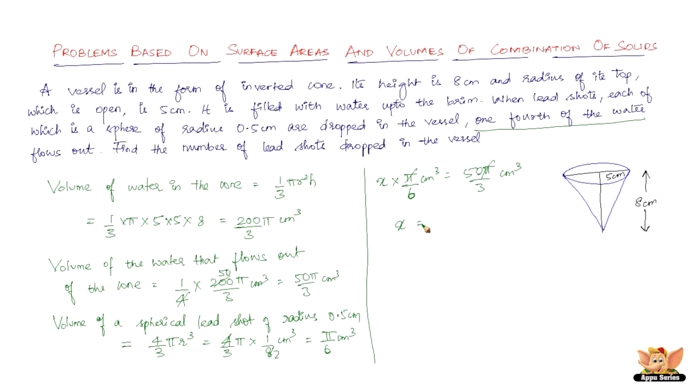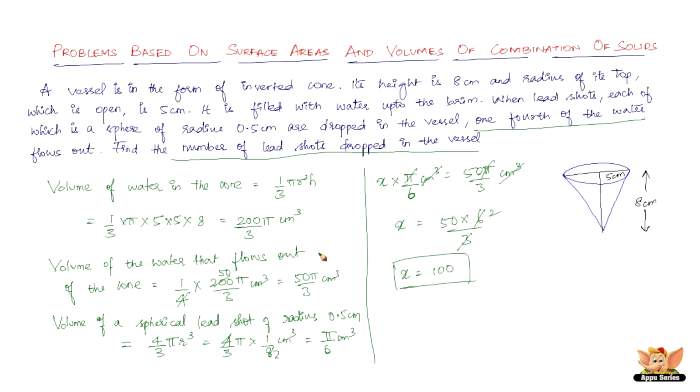So pi and pi get cancelled, and centimeter cube gets cancelled. So x is nothing but 50 times 6 by 3. So 3 times 2 is 6. So we've got x as 50 times 2, which is 100. So the number of lead shots that is dropped in the vessel is exactly 100. So that's all. So this problem is done.